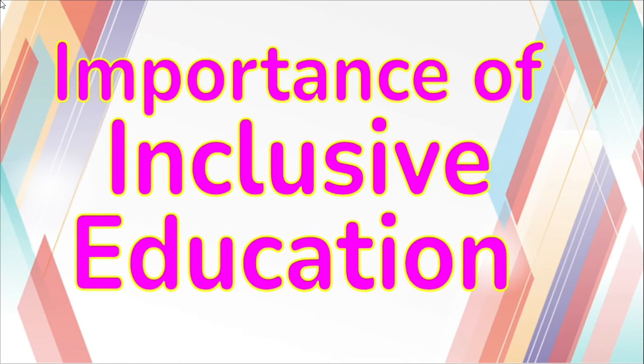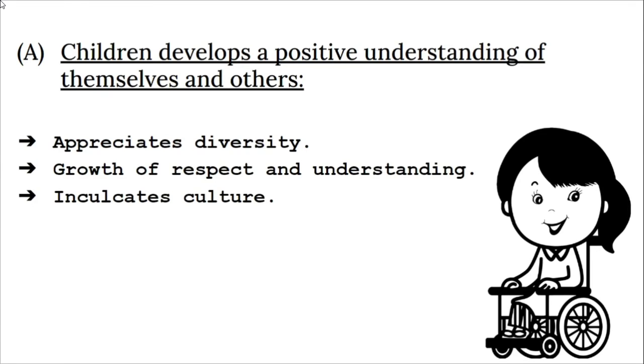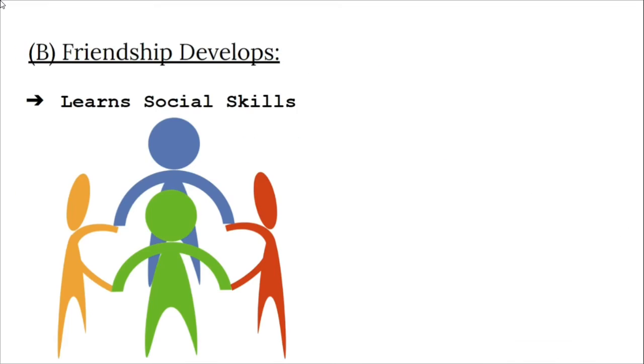Now let's see what is the importance of inclusive education. I have made them point-wise, like A, B, C and so on. A, the importance is to develop a positive understanding among the students in their studies. We need to appreciate diversity, and inculcate the culture of growth of respect and understanding among them. B, friendship also develops. This is how important inclusive education is.